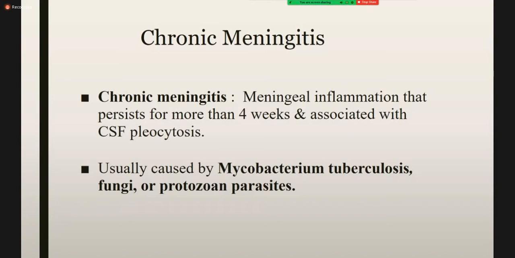So according to the classification, when we say your patient has chronic meningitis or acute meningitis, if meningeal inflammation persists for more than 4 weeks along with associated CSF pleocytosis and a marked rise in proteins and certain cells, then it is termed chronic meningitis. This is usually caused by Mycobacterium tuberculosis, different types of fungus, and protozoal parasites. We will discuss in detail CNS tuberculosis and its different presentations, and also fungal infections.